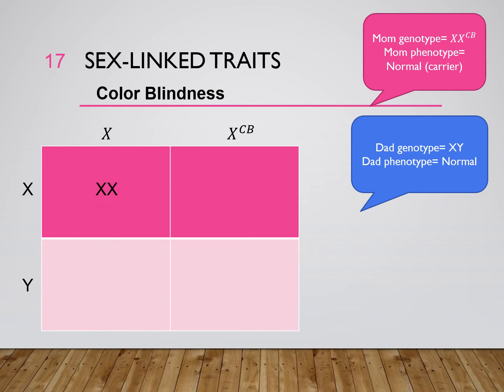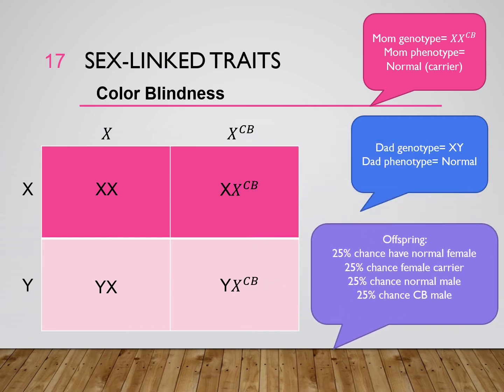And so this first left box, we get XX. And we're going to move to our next one. We're going to bring that normal X across and the colorblind X down. And then we will do our bottom left, bring the Y across, bring the X down, and then lastly, the Y across and the X with the colorblind trait down. Okay, so what is this telling us? This is what it's telling us.